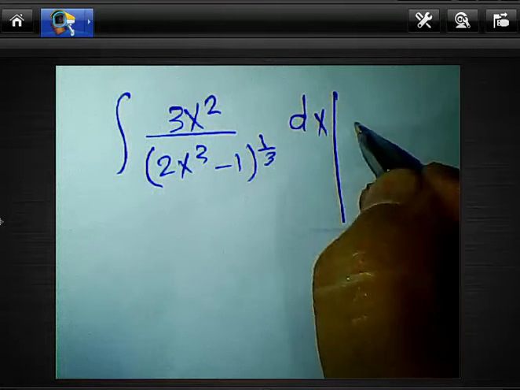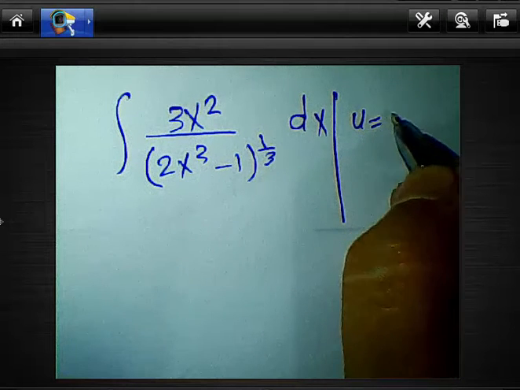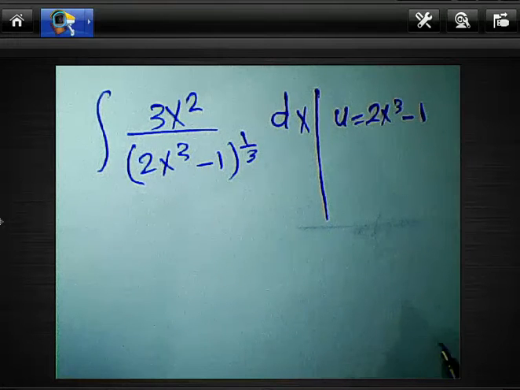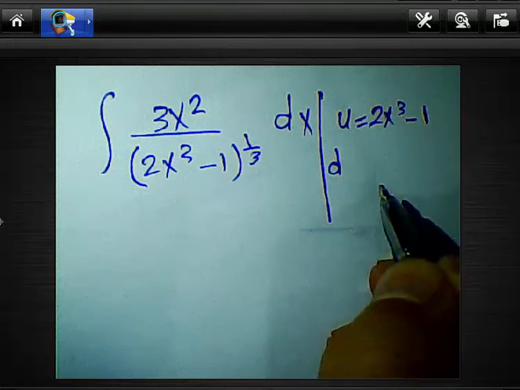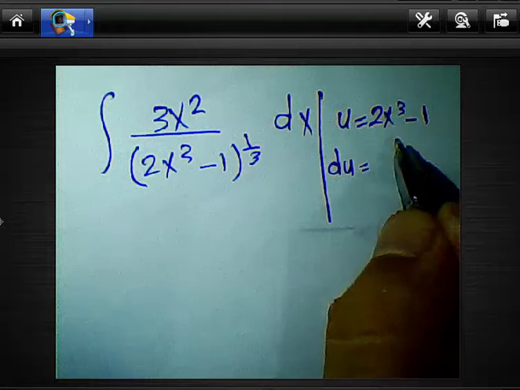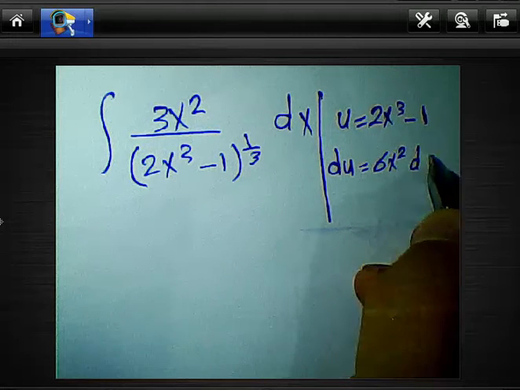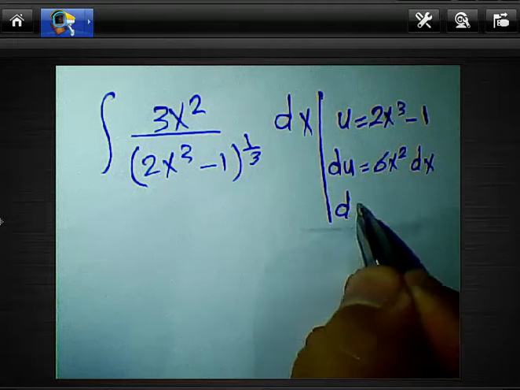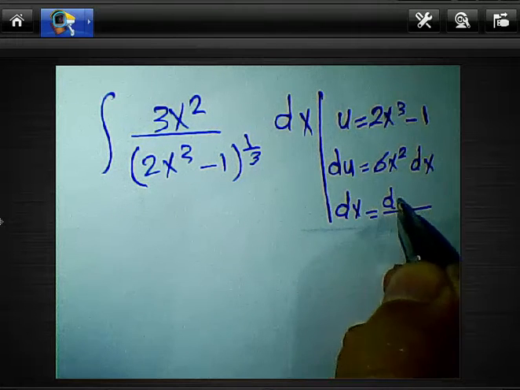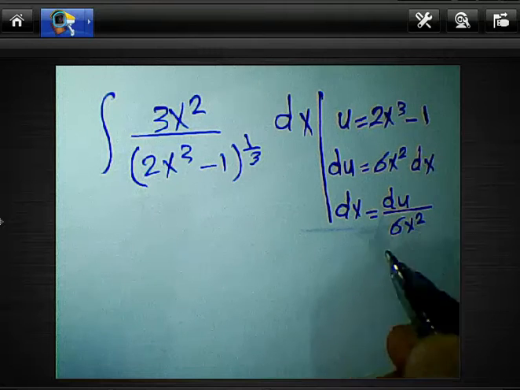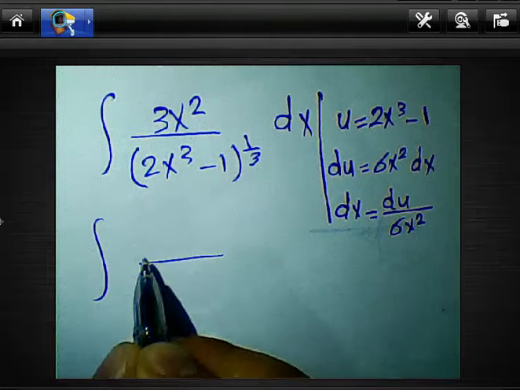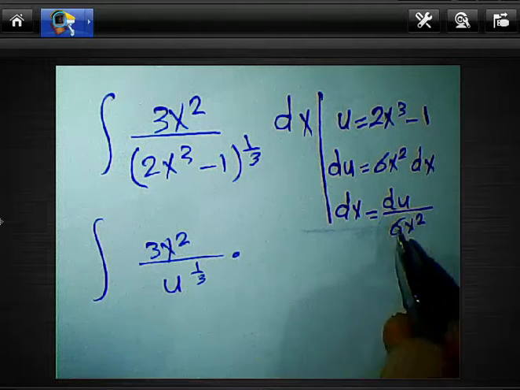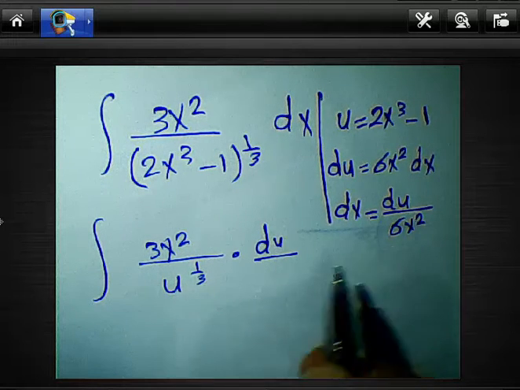Okay, let u equal 2x^3 - 1, and then we can find the derivative of this function: du equal 6x^2 dx. In this example, we can write dx equal du over 6x^2. So we can write 3x^2 over u^(1/3) times dx equal du over 6x^2.